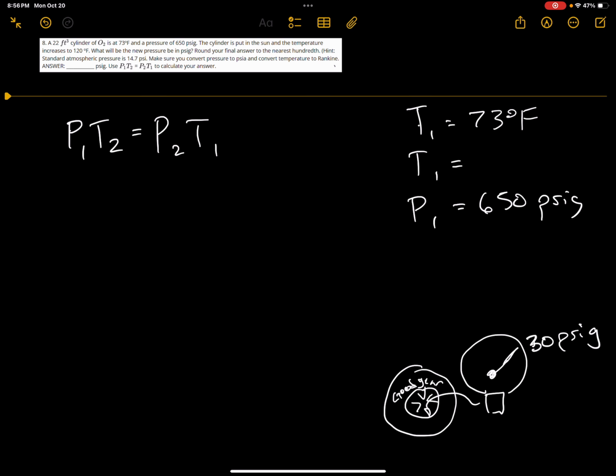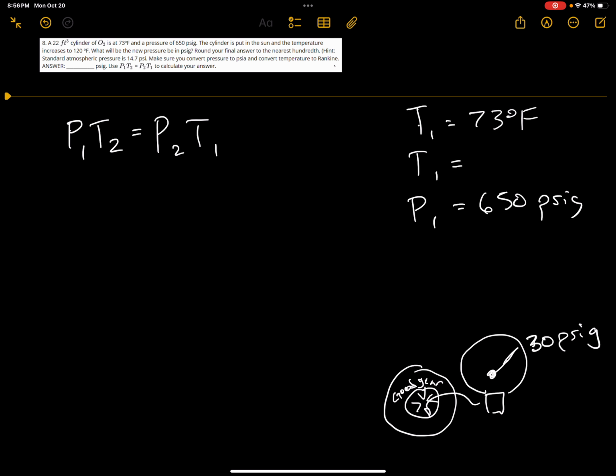Okay, here's our gas law problem. A 22-foot cubed cylinder of oxygen is at 73 degrees Fahrenheit and a pressure of 650 psi G, or psi gauge. The cylinder is put in the sun and the temperature increases to 120 degrees Fahrenheit. What will be the new pressure in psi G?